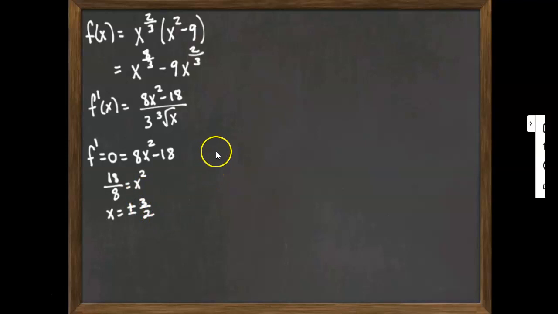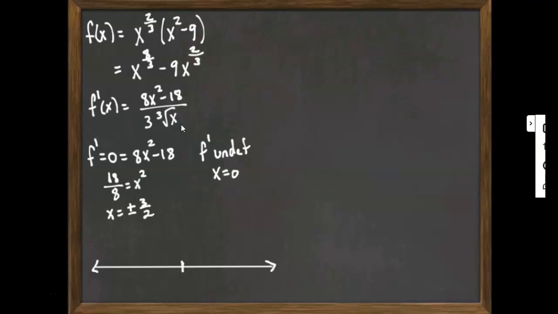Now this time, we actually do have a time where the derivative is undefined. Specifically, when we're dividing by 0. And so that's going to happen when cube root of x is 0, which would happen when x is 0. So this time we actually do have a critical value there, where the derivative is undefined.